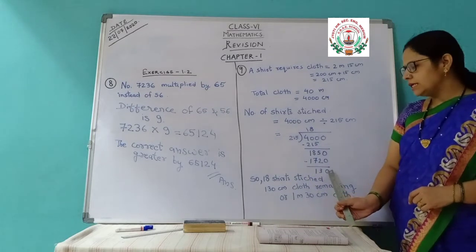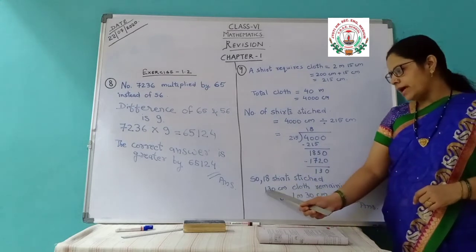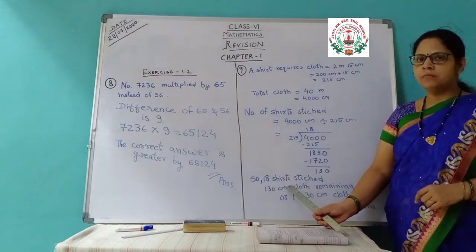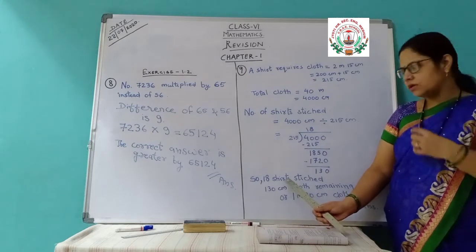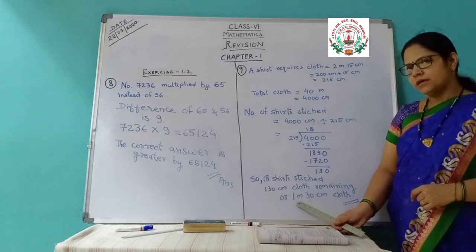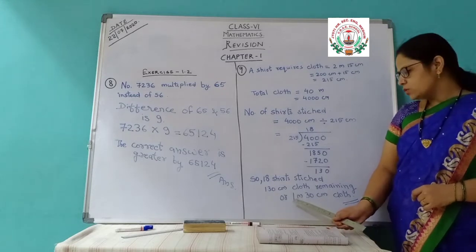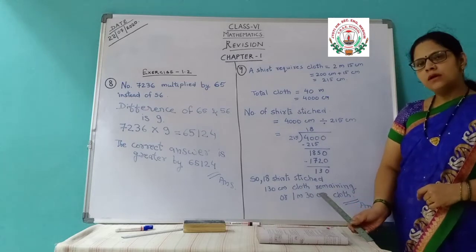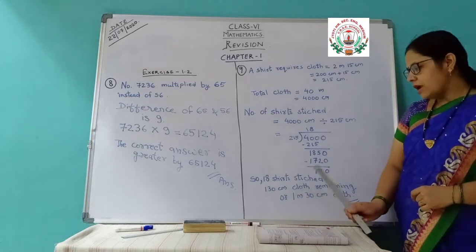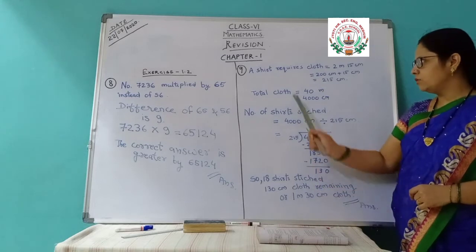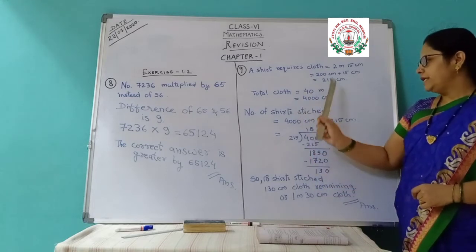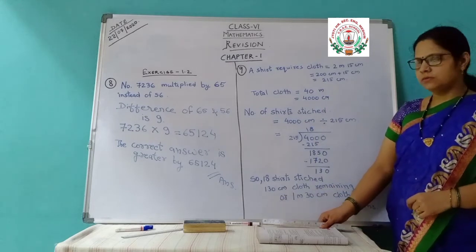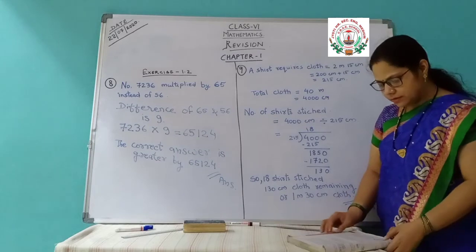Since 130 centimeter cloth is remaining, you can directly write 130 centimeter, or else if you want to give the answer in meter and centimeter as it is given in the question, you can write 1 meter, because 100 centimeter is 1 meter. So 1 meter 30 centimeter of cloth is left over. Out of this 40 meter, 18 shirts are stitched and 1 meter 30 centimeter cloth is remaining. So this completes question number 9.